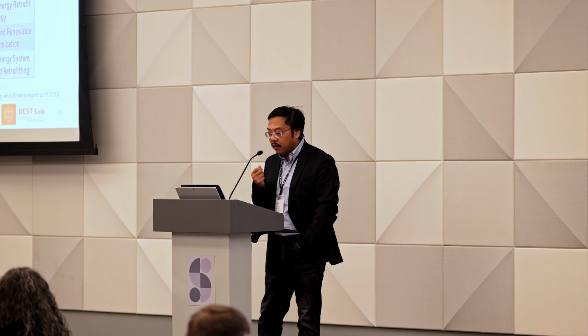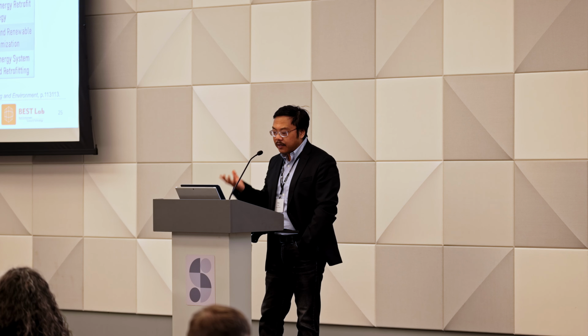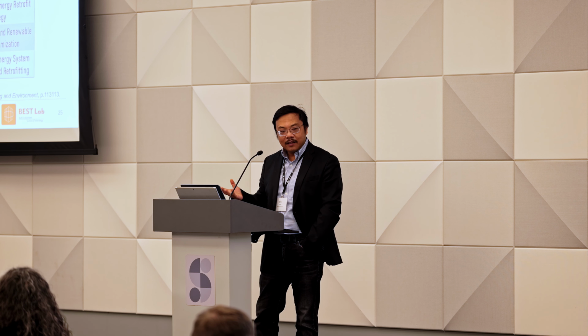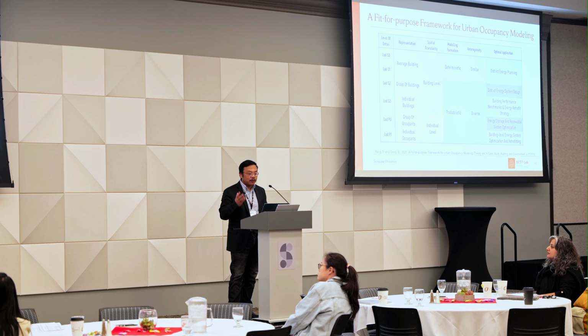So we came up with a framework called a fit-for-purpose framework for urban occupancy modeling. In this framework, we look at so-called levels of detail. When we try to do urban scale energy modeling, what is the ideal case? The ideal case is that I understand everybody's movement and behavior, and understand at what time person A will be at which place, which building. So for each building, you can aggregate, and you can understand the actual schedule of building A, right? However, we don't have this data, right?